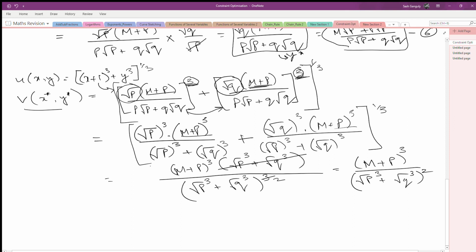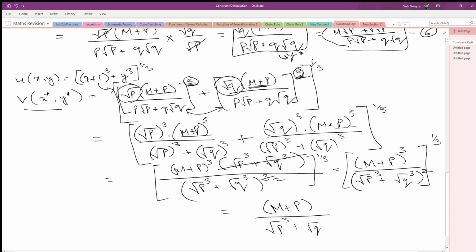One last thing I need to do. This entire thing had a power 1 by 3, so that would remain. So clearly I can have another step. I have m plus p cube would go away, and the denominator would be root p cube plus root q cube, and the entire thing will have a power 2 by 3 now. So I'm individually allocating this power to the numerator and to the denominator, right? So that is my v.